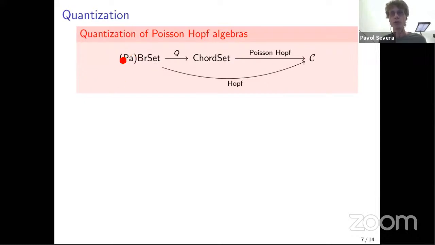Ignore this PA for the moment. It's nothing important. So how do we do it? We just do it in one step for all possible Hopf algebras. We'll just find one universal functor Q going from braided sets to chorded sets. And then we get this thing simply as the composition of Q with that. So that's the end of the story for the quantization. Now, still I should tell you what the Q is.